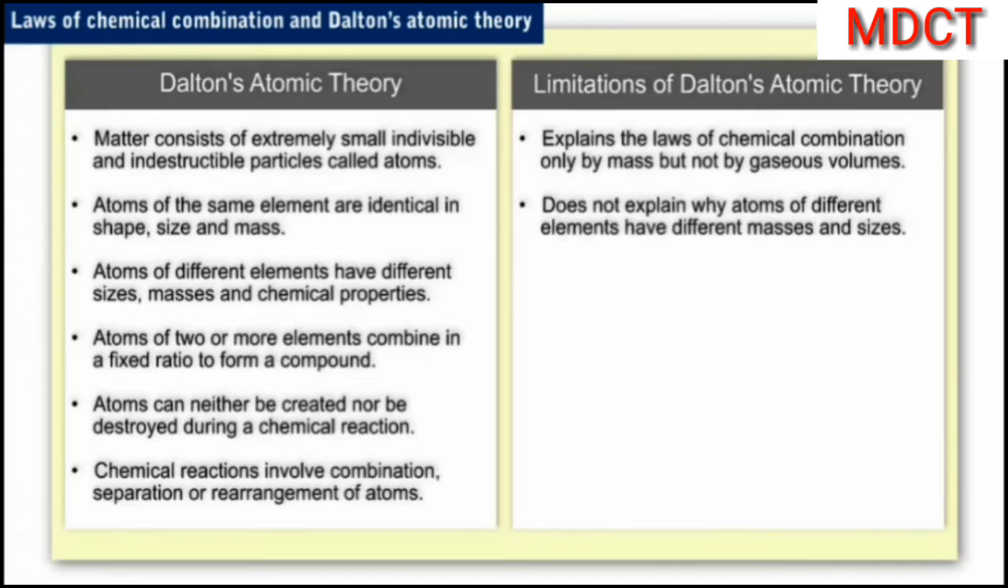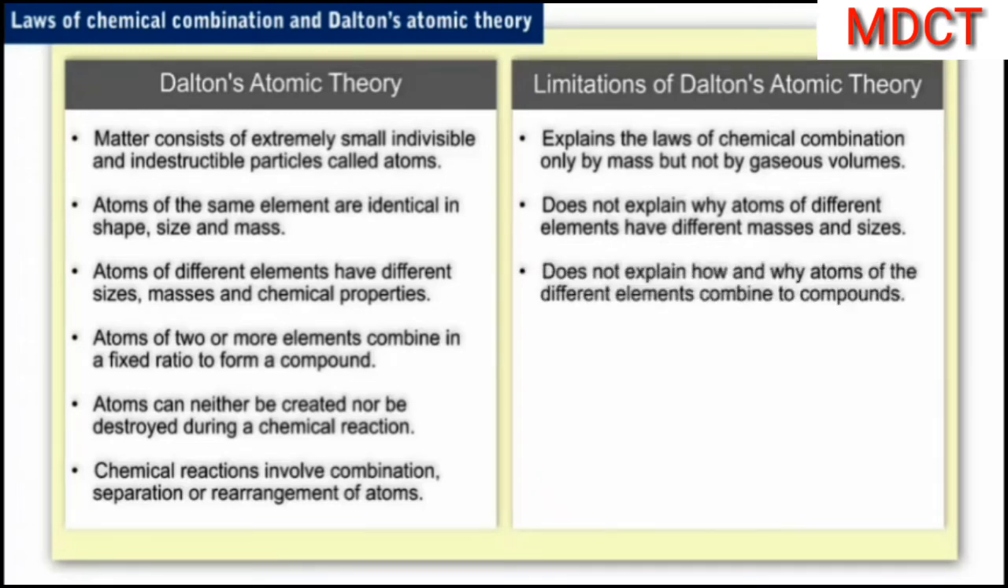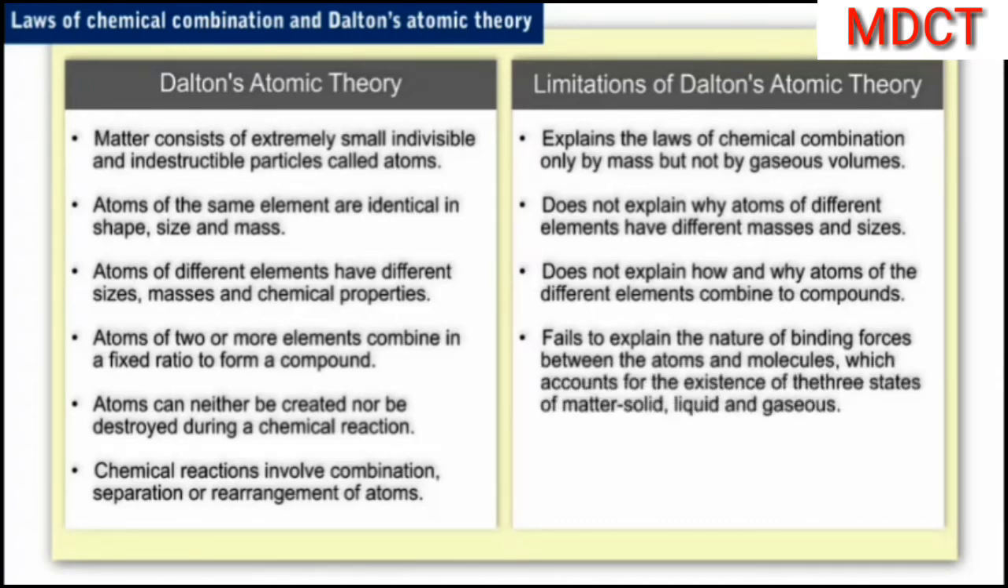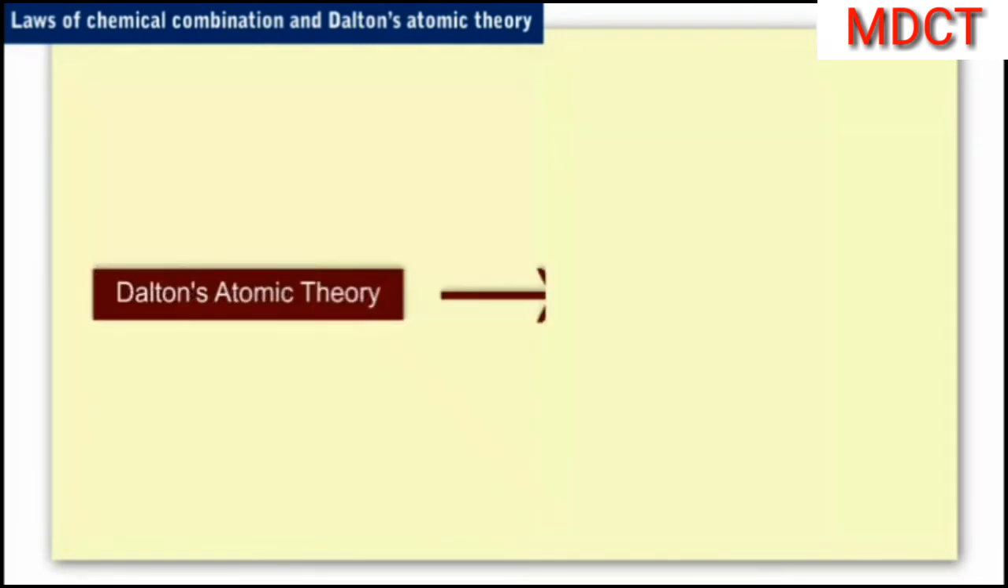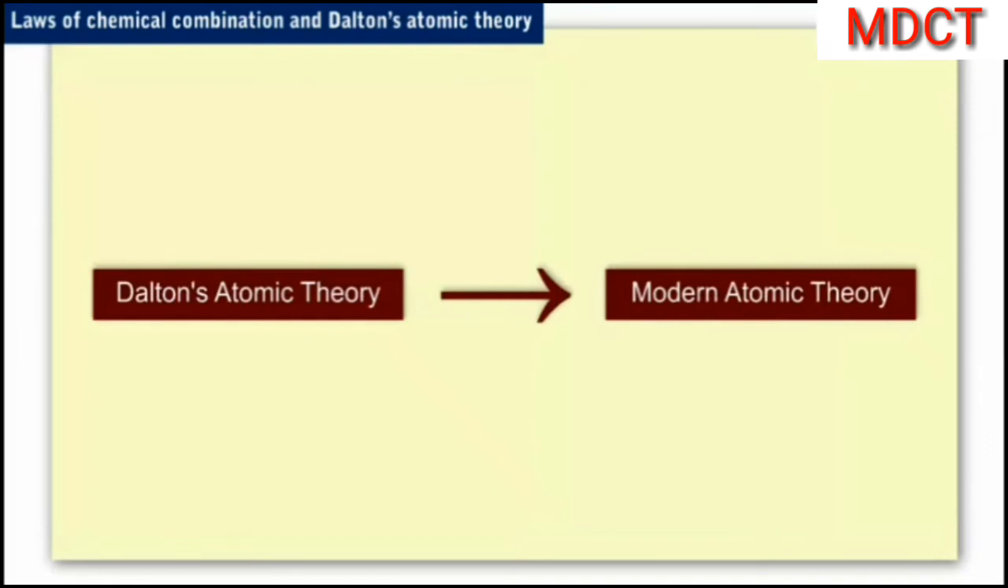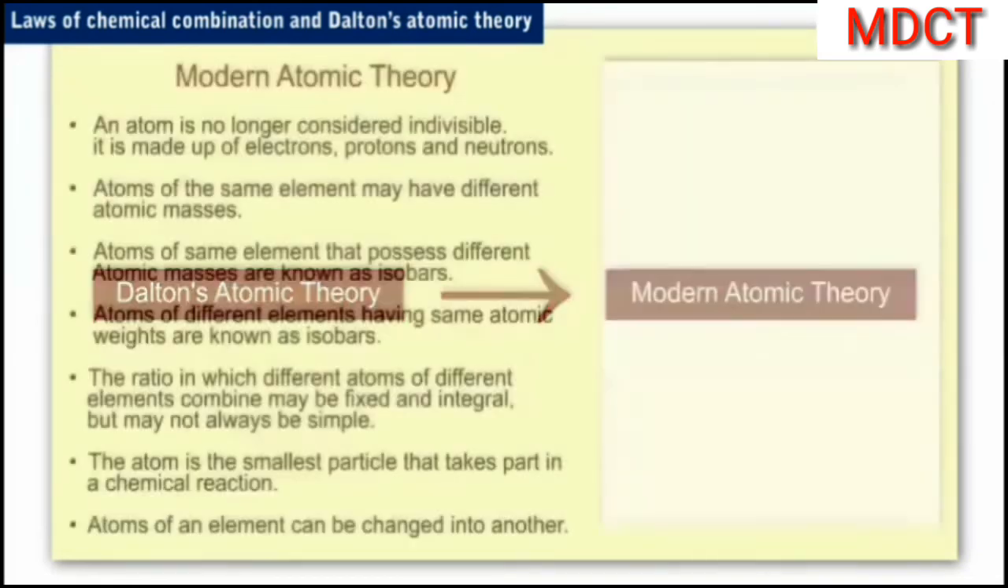It could not explain why atoms of different elements have different masses and sizes. It could not explain how and why atoms of the different elements combine to form compounds. It failed to explain the nature of binding forces between the atoms and molecules, which accounts for the existence of the 3 states of matter: solid, liquid and gaseous, and it makes no distinction between the ultimate particles of an element or the compound. So, they modified Dalton's atomic theory, and it is now known as the modern atomic theory.